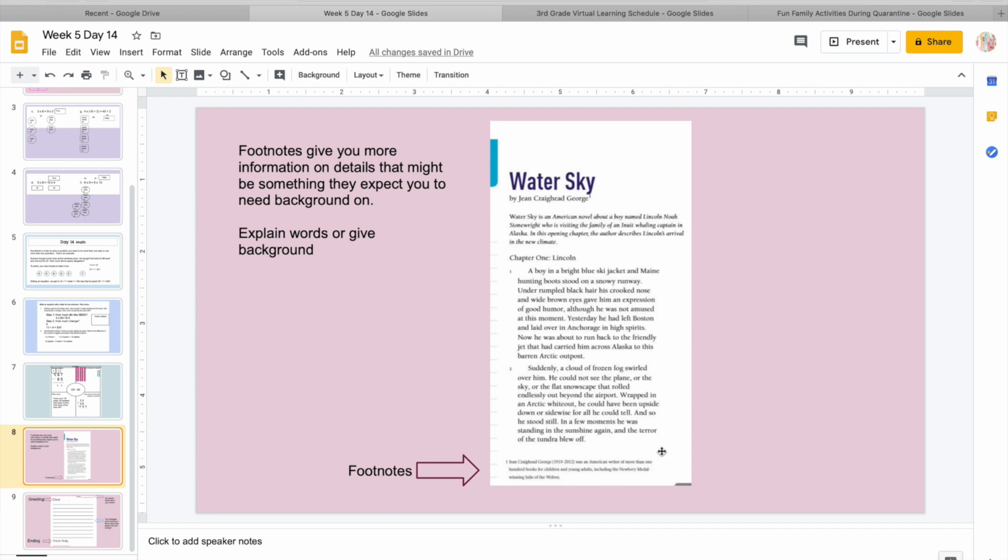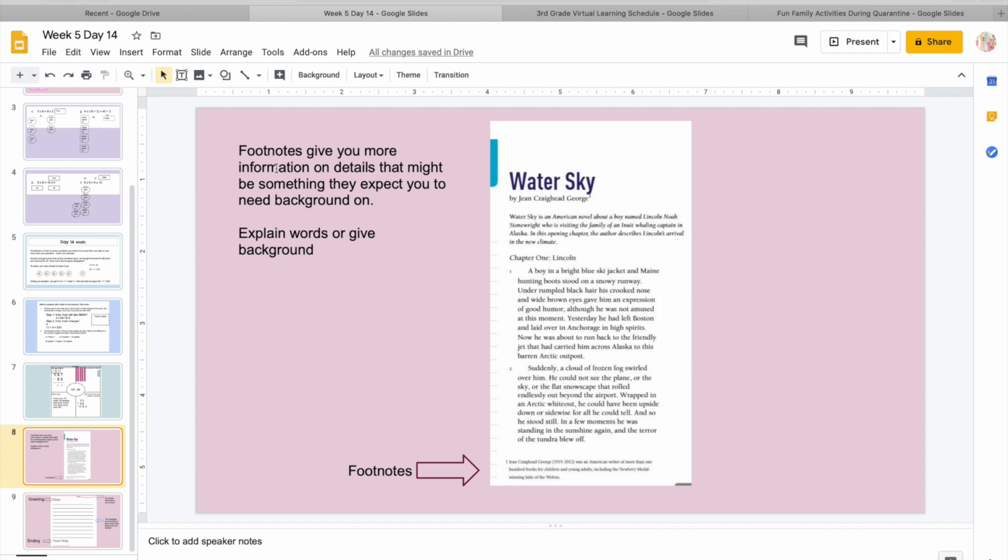So remember we talked about footnotes when we talked about features of text. So this is another feature of text that gives you more information on the story. So footnotes provide you more information or details that might be something that you don't expect or that you don't know or something you might need more background on.